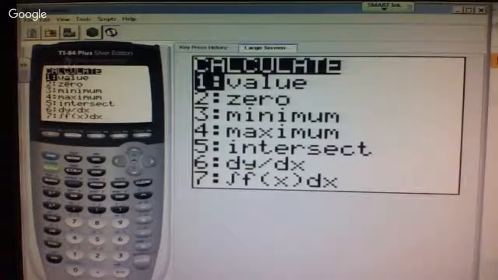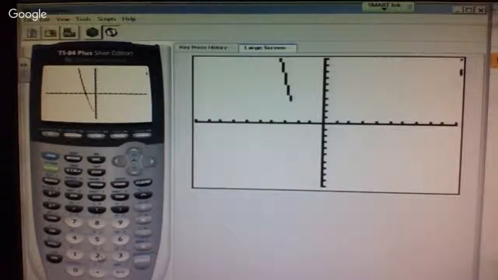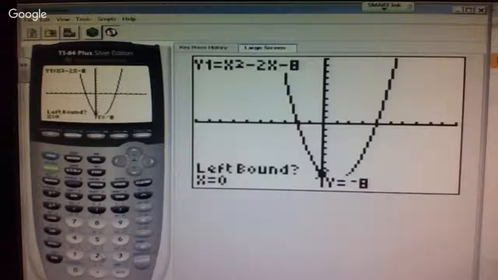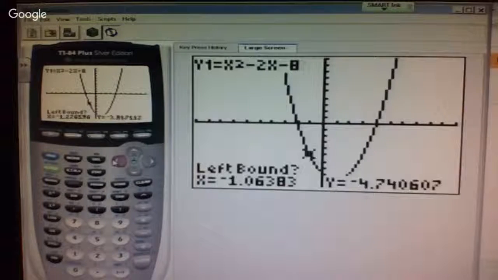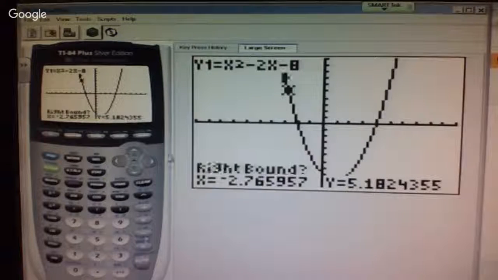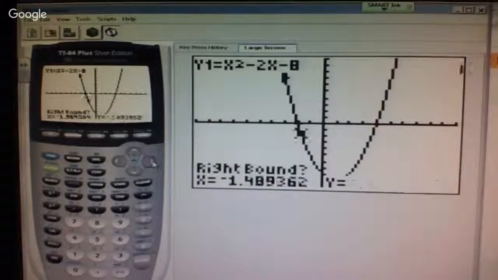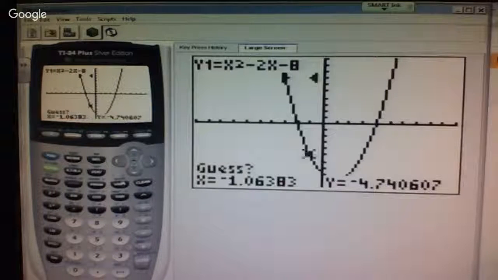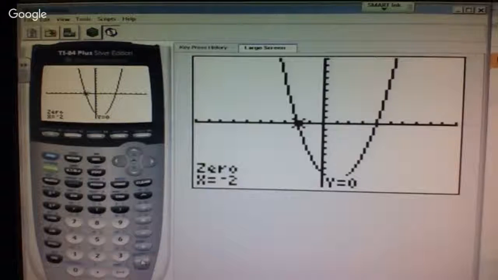That's so cool. A 0 is your x-intercept. Definitely negative 2 and 4. To the left of it, enter. To the right of it, enter. Back to it. Wow, that's crazy. I'm definitely using that.